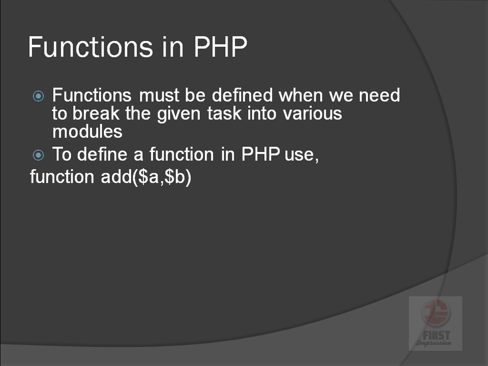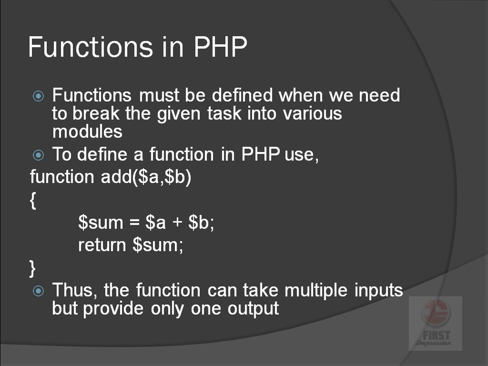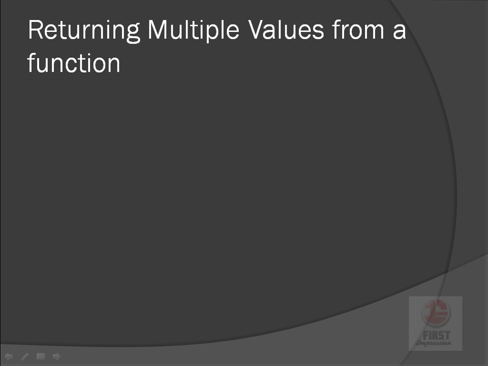This indicates the add function takes in two arguments, a and b. It will find the sum by saying $sum equals $a plus $b, and it will return that sum at the output. So the function can take multiple inputs but provides only one output. This is similar to C, where any function can take in multiple inputs but can provide only one output.